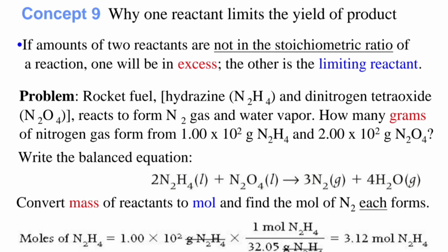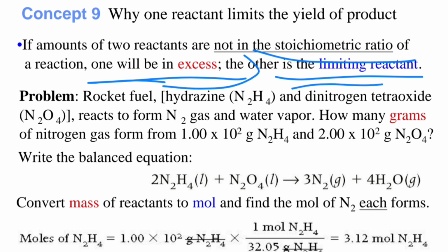If amounts are not in stoichiometric ratios, one will be in excess and the other is the limiting reactant. The limiting reactant is often the costly reactant, because we don't want to waste the costly reactant and take a loss. So we take the cheaper reactant in excess and the costly reactant in a small amount, so the reaction can be completed and the costly reactant doesn't go to waste.